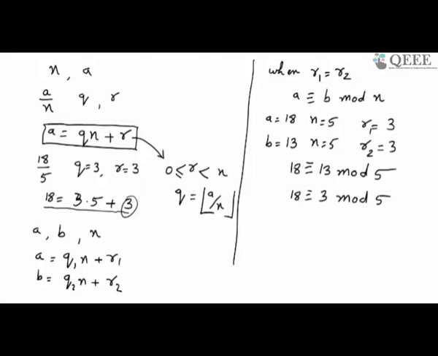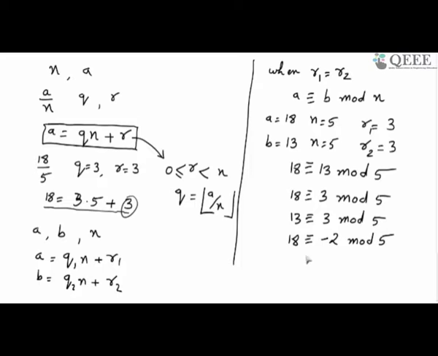So what are the other things we can look at? We've seen this, and in a similar way we can also say 13 is congruent to 3 mod 5 because of this. But we can also say that it is congruent to minus 2 mod 5.